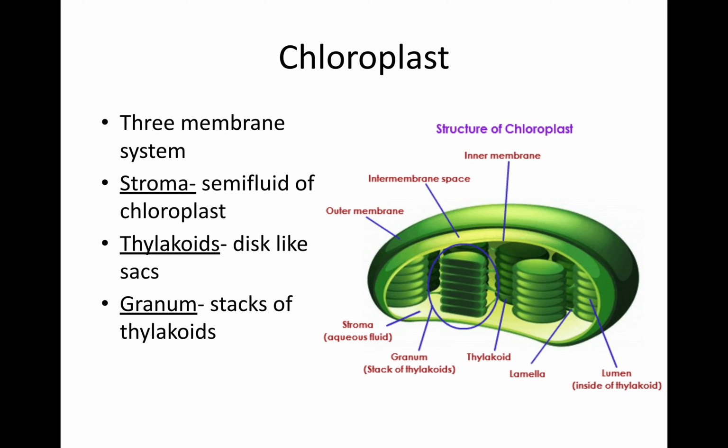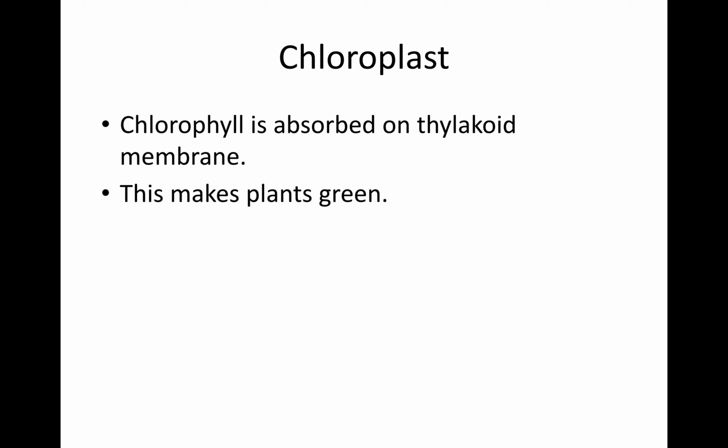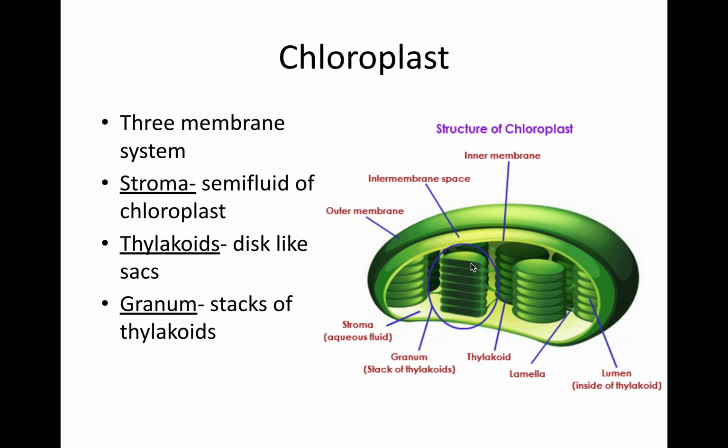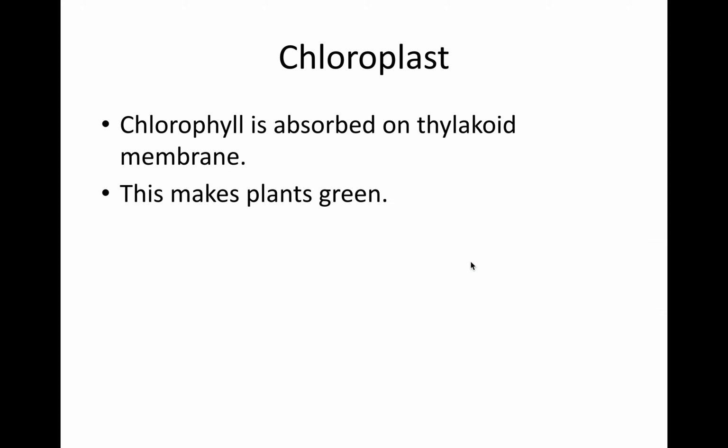So this is the inside of a chloroplast. Photosynthesis actually happens on this little membrane right here of the thylakoid. Chlorophyll is absorbed on that thylakoid membrane, okay? Right there. This whole process, which we'll get into later, it's actually kind of neat how it works. This process of absorbing certain wavelengths of light makes things appear certain colors. So this process on the thylakoid membrane makes the plant parts appear green.